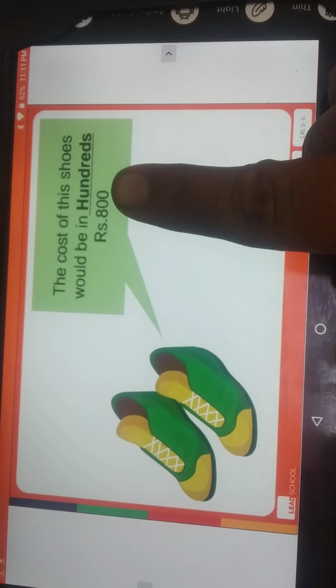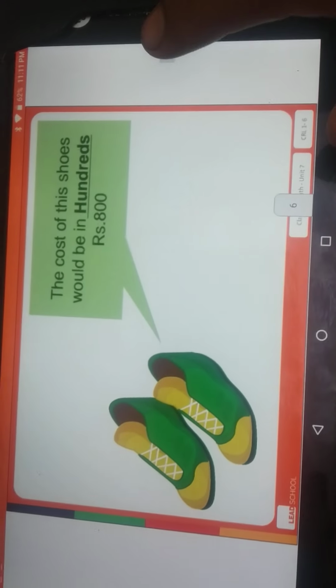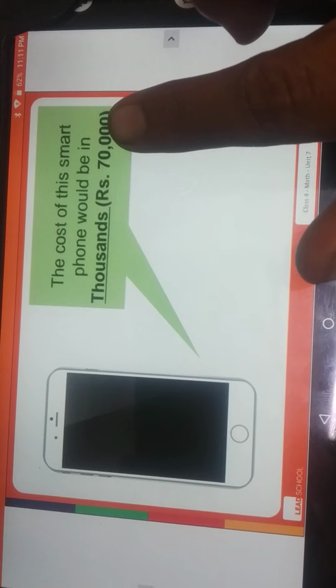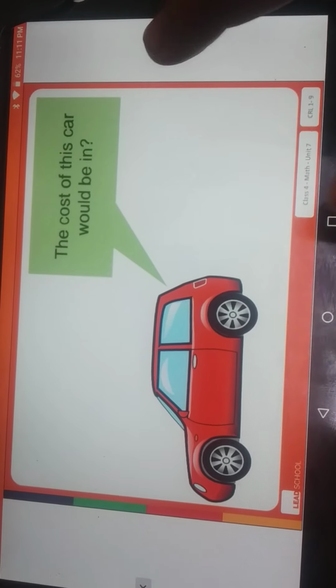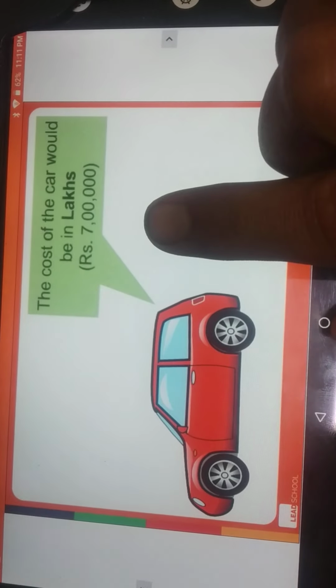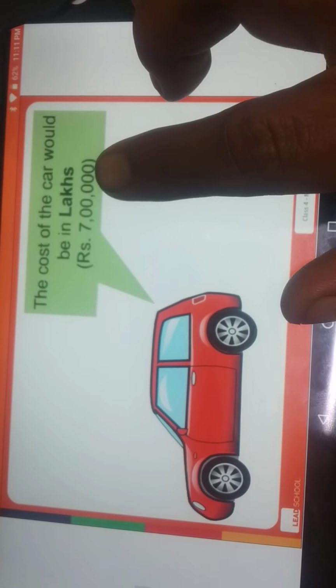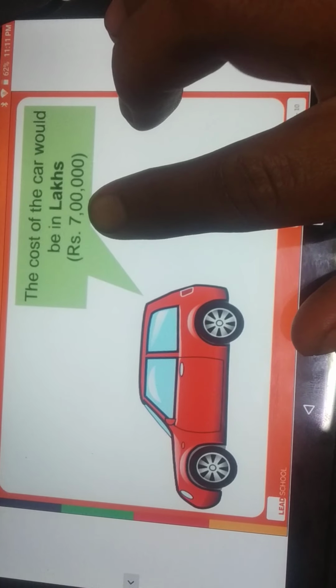So in that, ones, tens and hundred is there. Ones, tens and hundred is there in the shoes price. And the cost of this smartphone would be 17,000. How is it? Ones, tens, hundred, thousand and ten thousand. Got it? Then the cost of this car would be, car कितने की होगी? So in that, lakhs is there. So ones, tens, hundred, thousand, 10,000 and lakhs is there.